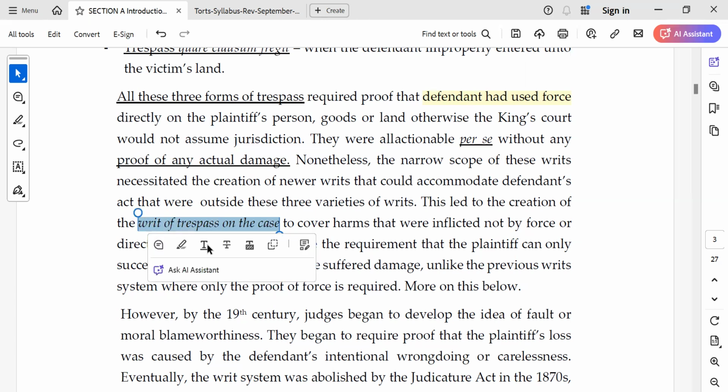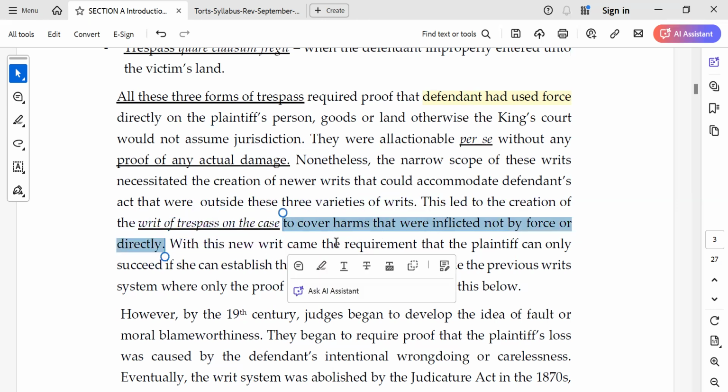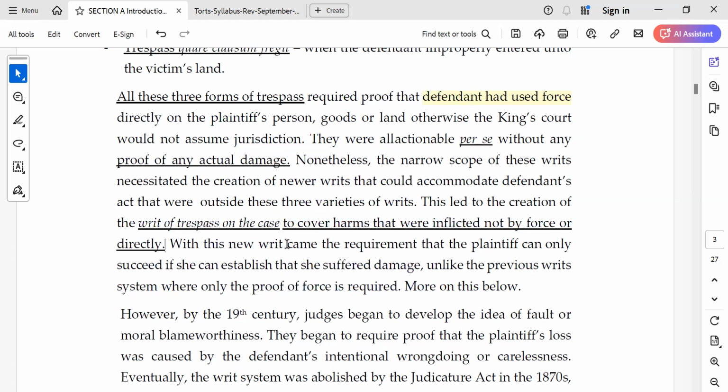What is writ of trespass on the case? Which covered harm that is not inflicted directly or by force.